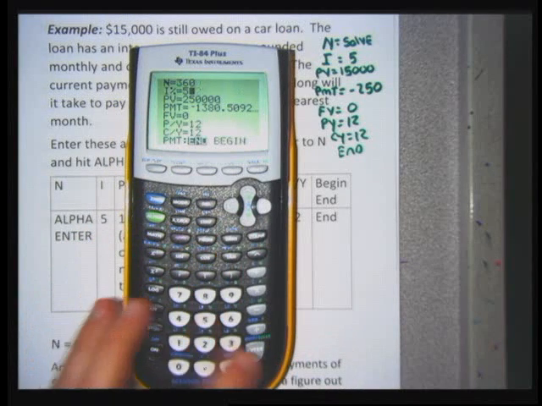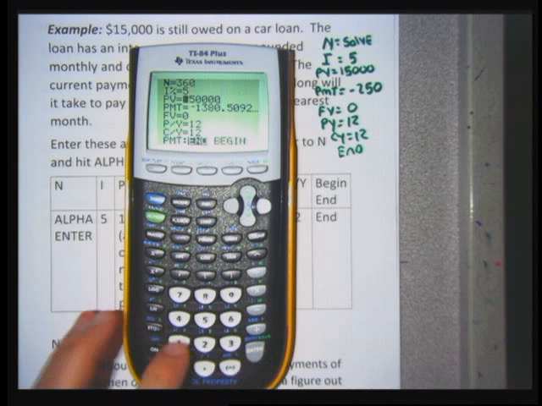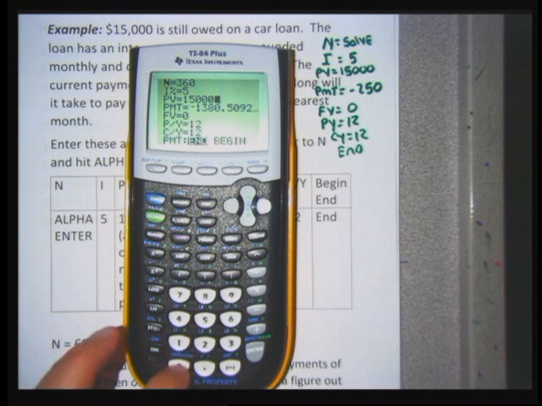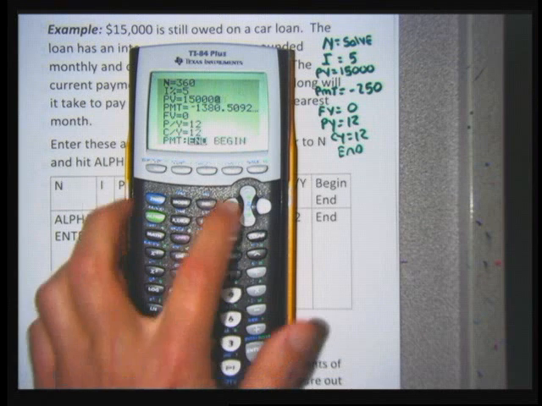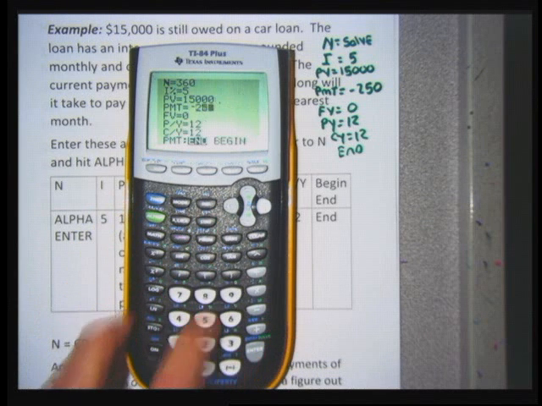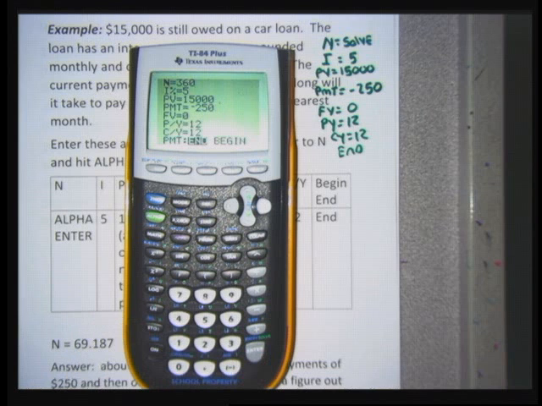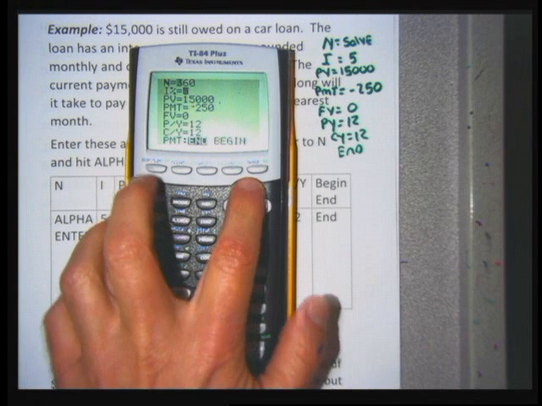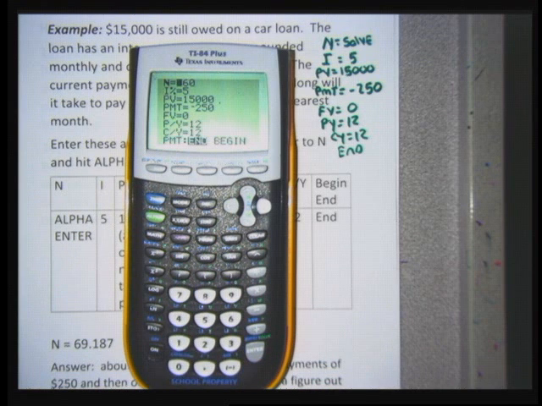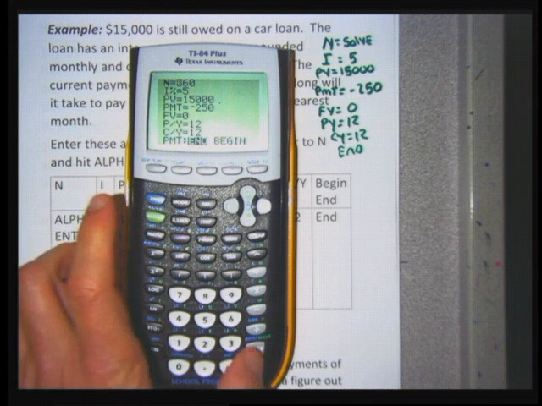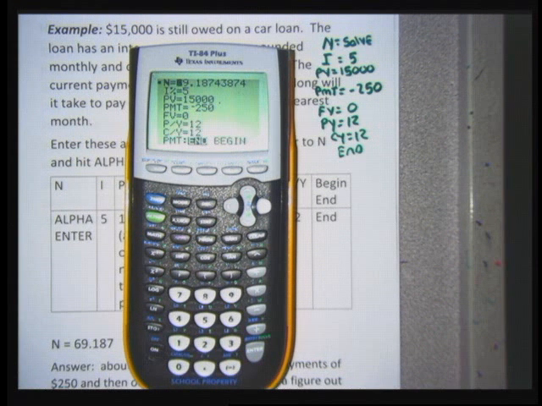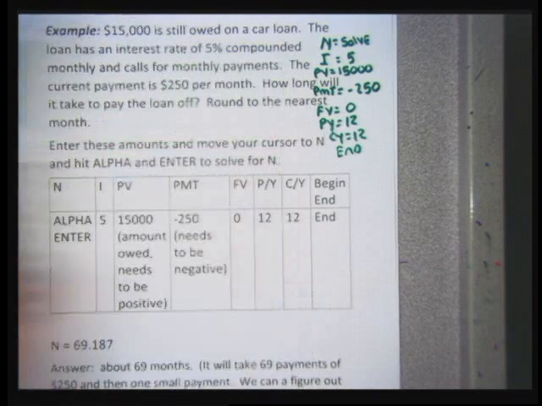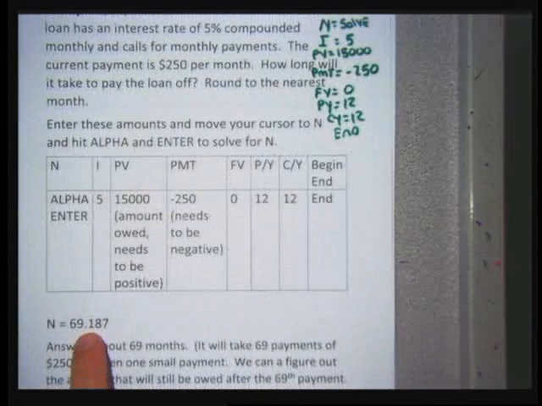So I'll put 5 in for the interest rate, 15,000 in for the balance of the loan. Negative 250 in for the monthly payment. Future value is 0, PY and CY are 12. I'm going to go up to get my cursor flashing at the end because I'm solving for the number of months that it'll take to pay off. I'll hit the green alpha button and I'll hit enter, and it comes out to 69.19 months. And so it'll take you a little over 69 months.